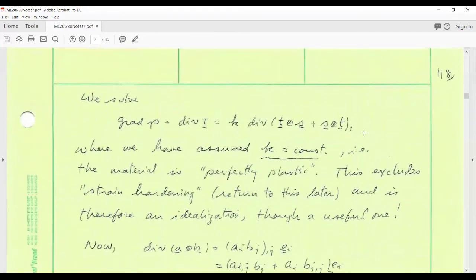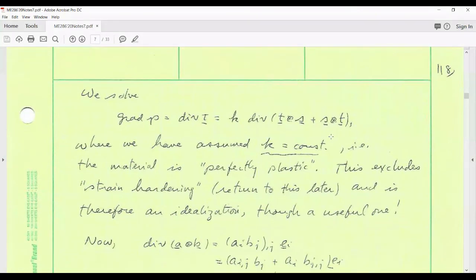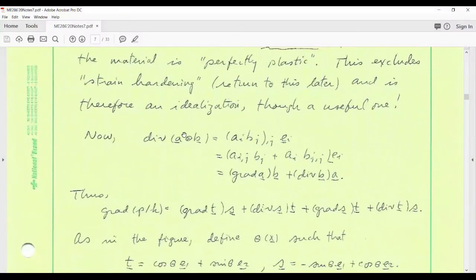Okay, so to make progress, we're going to have to take the divergence of T tensor product S and the divergence of S tensor product T. As a little aside here, let's look at the divergence of a tensor which itself is a tensor product of two vectors, say A tensor product B. In Cartesians, you would take the ij components of this tensor, namely a_i b_j in this case, and take a partial derivative of the whole thing with respect to x_j, and then multiply by e_i and do the double sum. If you carry out this partial derivative, you have a_i,j b_j, and then a_i b_j,j.